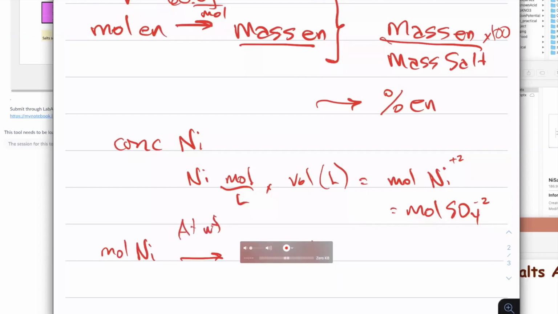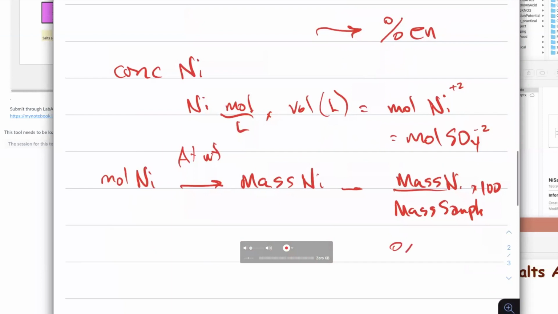Okay, so you need your moles of nickel first to get the mass of the nickel. Why do you need your mass of the nickel? Because you can take the mass of your nickel and divide by the original mass that you analyzed. Multiply that by 100, and now you get your percent nickel.